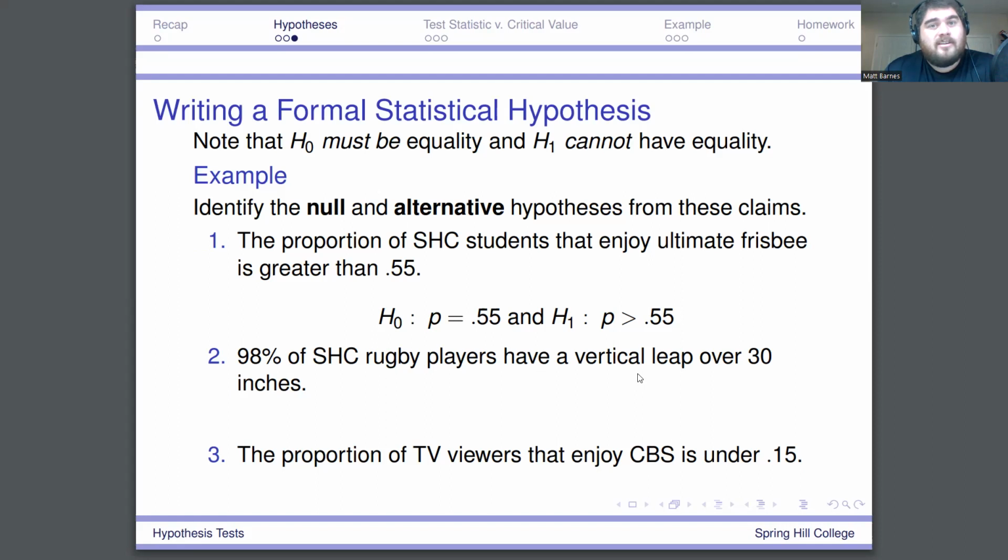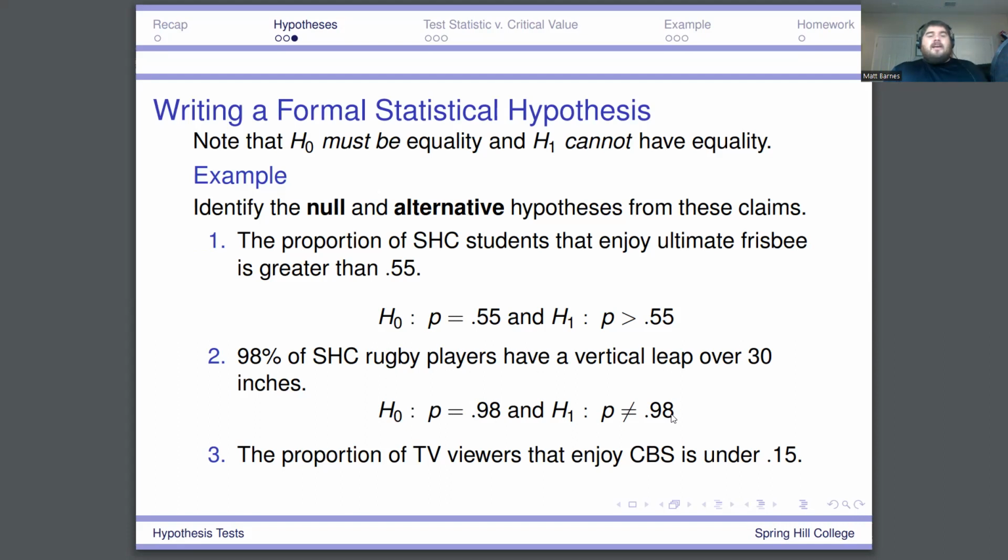It doesn't tell us necessarily that it might be bigger or smaller. We don't have an inkling there, but we just think it might be different. So we're being told it's 98%. So we have H naught colon P equals 0.98. And our H1 is going to be H1 colon P is not equal. So it could be higher, could be lower. We just don't think it's the same, 0.98.